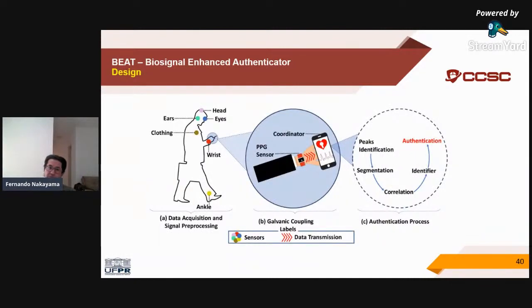The BEAT system collects a biosignal from the user, and with the unique attributes extracted from the biosignal, it allows or denies authentication. The three stages of BEAT comprise the signal acquisition and preprocessing, the signal transmission using the galvanic coupling communication, and the authentication process itself.